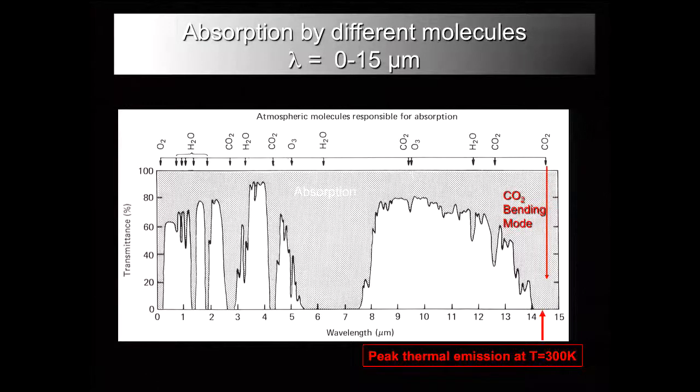As a quick aside, this is a complicated graph, but I wanted to share it with you. It shows how transparent the Earth's atmosphere is at different wavelengths. Here's 1 micrometer or 1 micron. The Earth's atmosphere has a certain transparency. At other wavelengths, the Earth's atmosphere is not transparent at all. It's opaque, right in here. 6 micrometers, 7 microns.